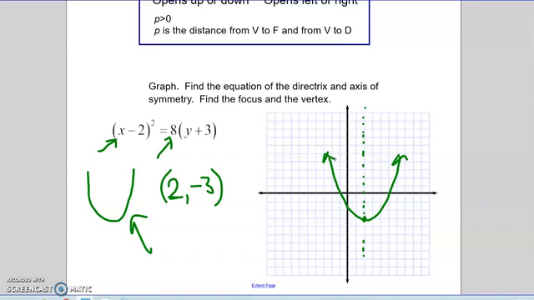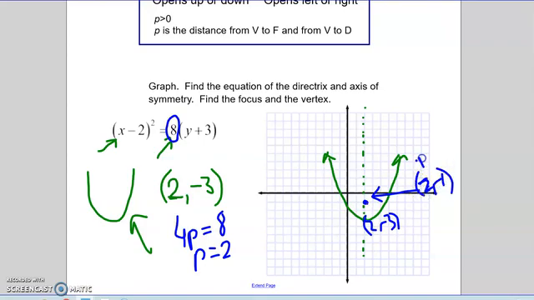So now for the p-value, we take this number here and say that 4p is equal to 8, and that gives me that p is equal to 2. So in order to find the focus from the vertex, I'm going to go 2 up, and so my focus is right there. For this problem, the vertex here is (2, -3). If I go 2 up, I'm changing the y value, and so this is (2, -1). That's my focus.